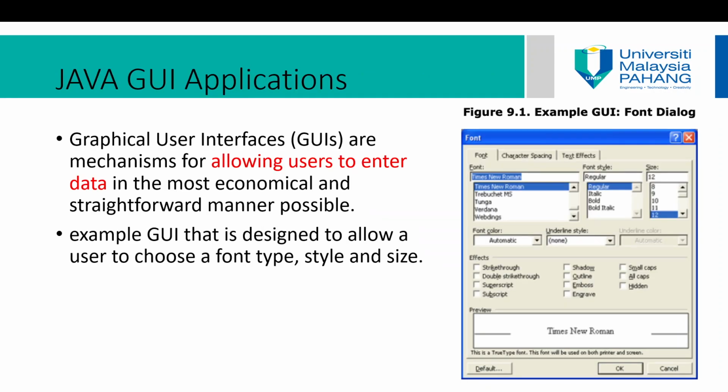So what is a Java GUI application? It refers to the mechanism that allows the user to enter data in the most economical and straightforward way. The example of a GUI that we design is to allow a user to choose font types, style, and size, as shown in this figure.